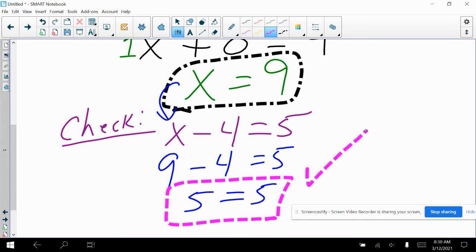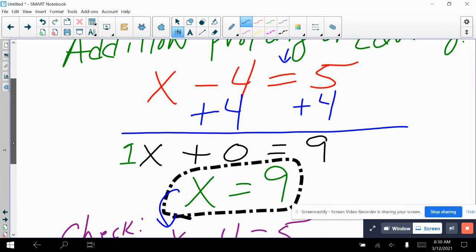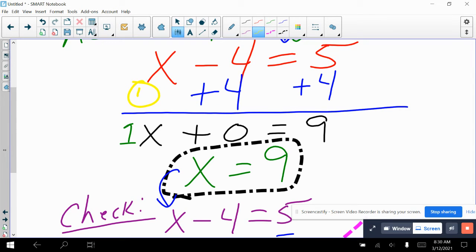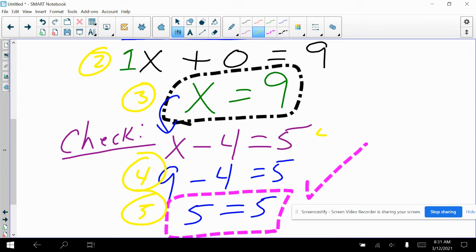Okay, so look what's on the board there. That is what is expected of you. This is why you're going to need paper. Okay, so here we go. This in the red is the original equation, right? Okay, so here's 1 point for doing the addition property of equality. There's 2 points. There's 3 points. There's 4 points. There's 5 points for that simple problem. So now you get to pick and choose what you don't want to do.